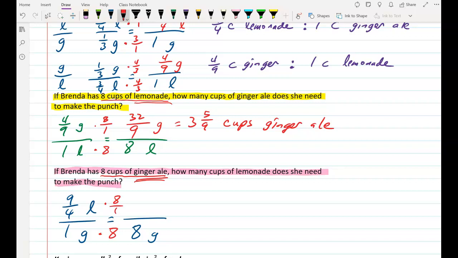That equals, let's see, 9 times 8 is 72. 4 times 1 is 4. 72/4. How many times will 4 go into 72? My calculator says 18 times. So I need 18 lemonades for 8 grams. So I will need 18 cups of lemonade.